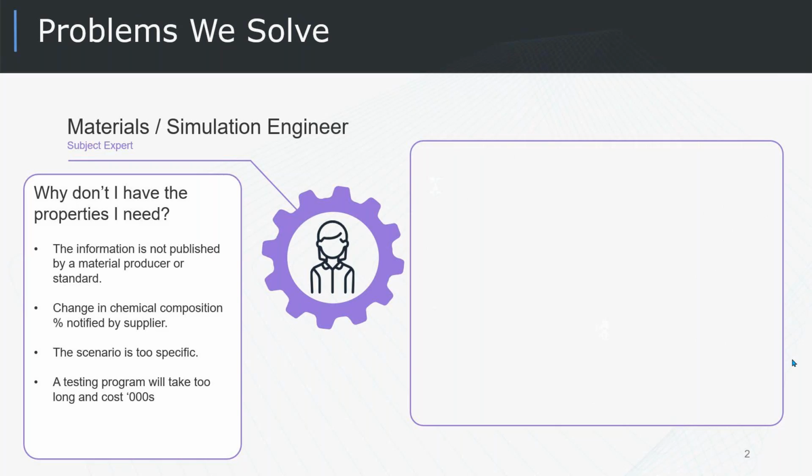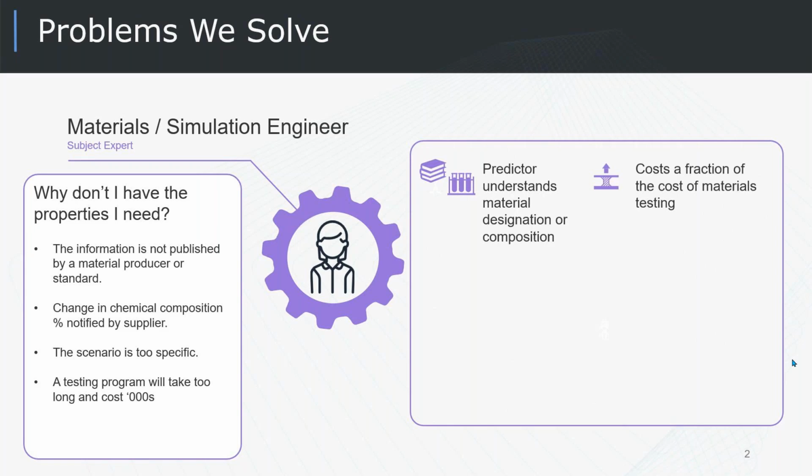So that's why we've created a solution called Predictor to help you predict those material properties. And what our solution does, it understands the material designation or the chemical composition, meaning that you could add in a 7075, 6061, 2024, you name it. So you could, let's say, predict certain material groups and materials, but you could also insert your own chemical composition with that. It, of course, is a lot less costly to have a license to Predictor than to material test.